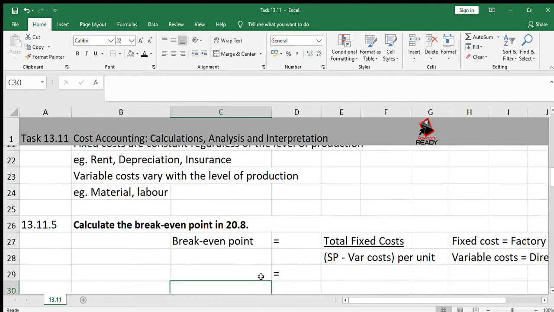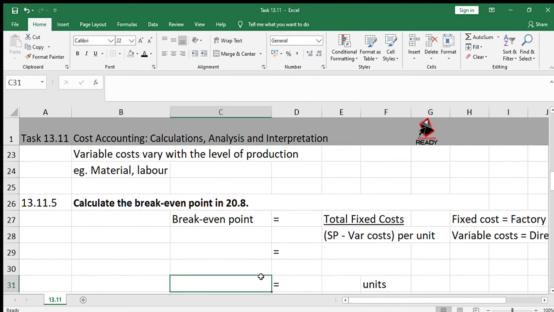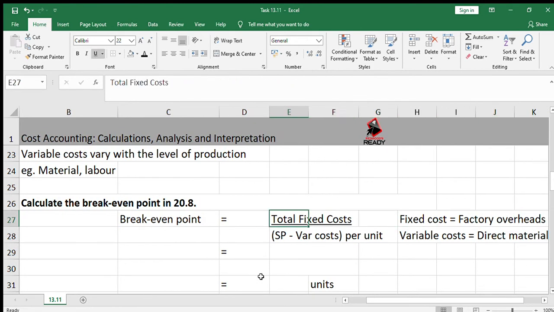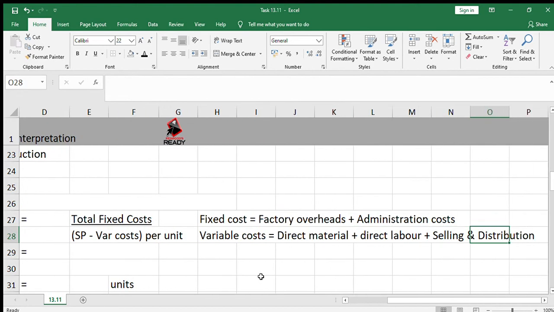Then in 13.11.5, you have to calculate the break-even point. This is the formula for the break-even point like we've done in previous questions. It's total fixed cost divided by selling price minus variable cost per unit. I've given you an extended formula here to tell you that fixed cost is equal to factory overheads plus administration costs. On the top here, we're going to use the total figures. On the bottom, we're going to use the unit figures. So we will take the selling price per unit, and subtract the direct material costs per unit, the direct labor cost per unit, and the selling and distribution costs per unit. So let's do that.